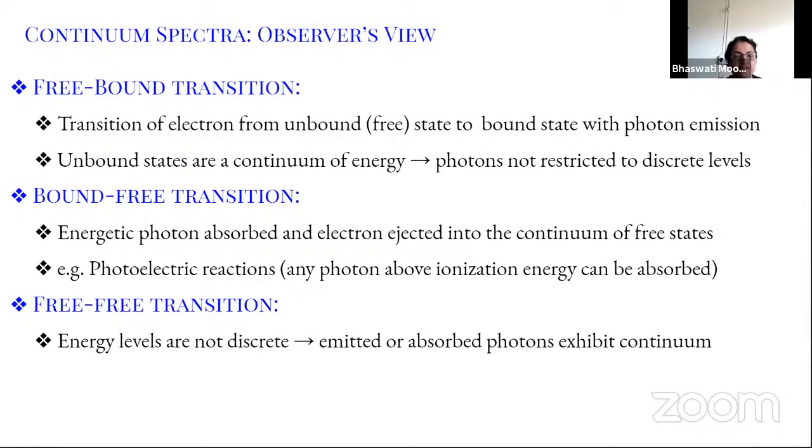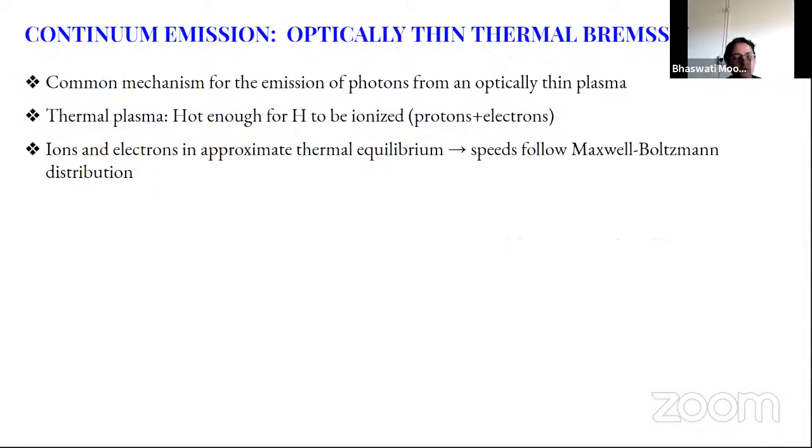But in astrophysics, the primary continuum emission that we see is of the kind called free-free transition, which means there is no bound on the energy of the incoming particle, or basically the transition is between two continuum states. The energies can be anything, there is no discrete energy level. So the emitted or absorbed photons also exhibit a continuum. What I will do next is take you through three of the major continuum emission mechanisms which we see in astrophysics.